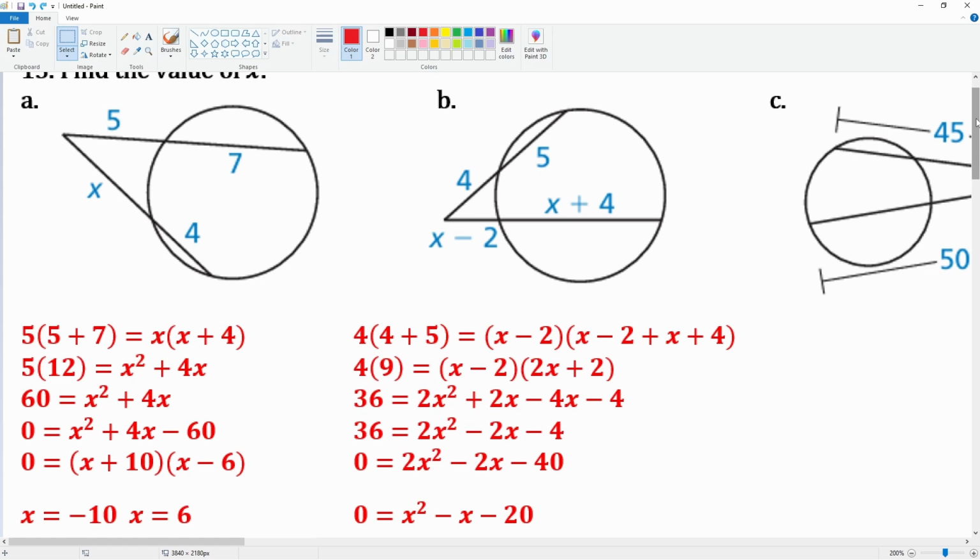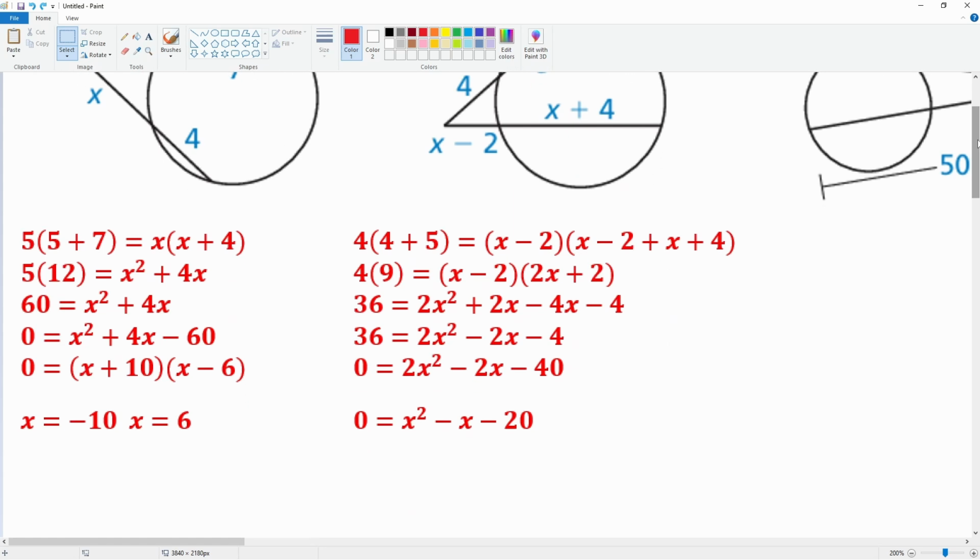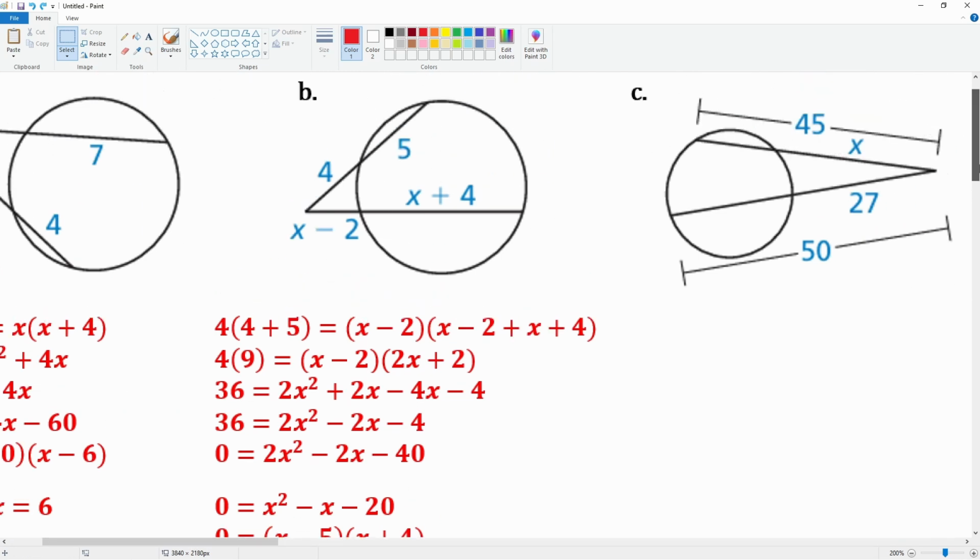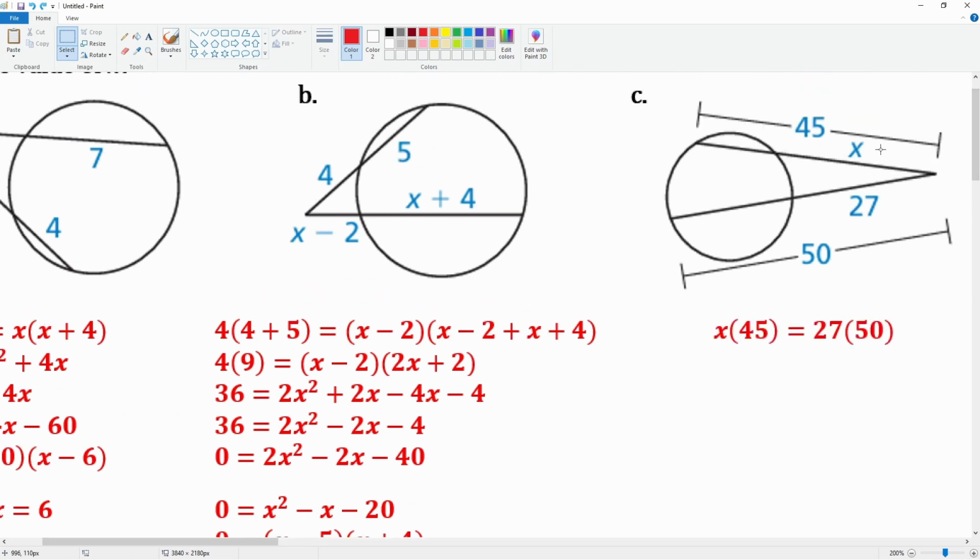So what you're looking for is two numbers that multiply to make negative 20 and add up to negative 1. Those numbers give x minus 5 and x plus 4. When you solve, because it equals 0, you get x equals 5 and x equals negative 4. The last one's actually easier. Okay, the short part here is x, the long part is 45. Short part is 27, the long part of the secant is 50. Multiply it. 45x is equal to 1,350, divided by 45. You get x is equal to 30.